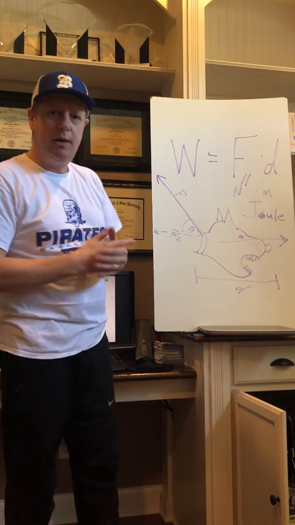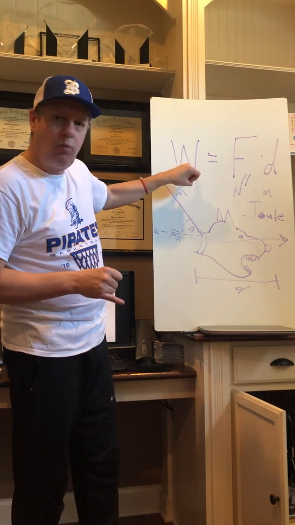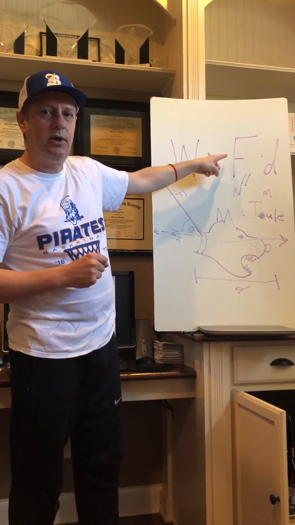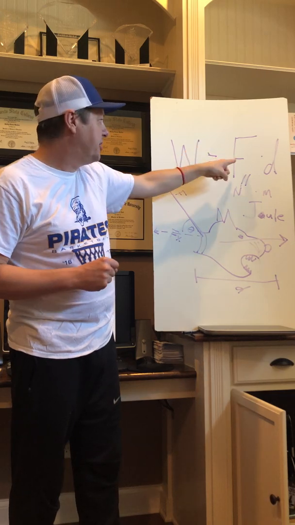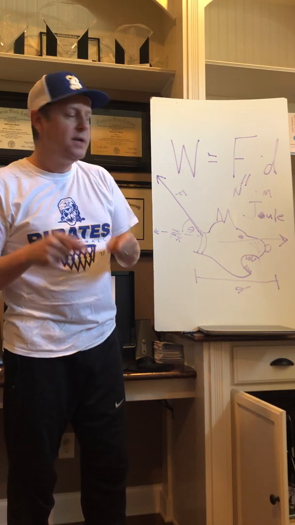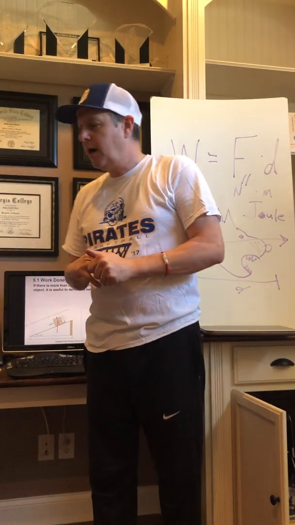Then that would give you the net work on that object. So when you see a problem that says, I need to know the net work on an object, that means there's probably more than one force acting on it. You need to find the magnitudes and the directions of those forces and add them up and multiply it times the displacement, and that would give you net work.